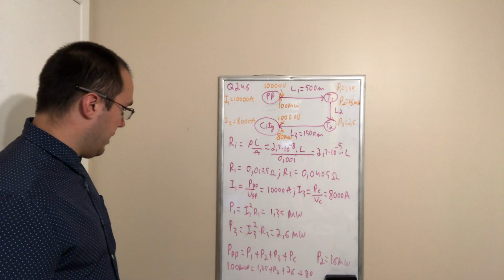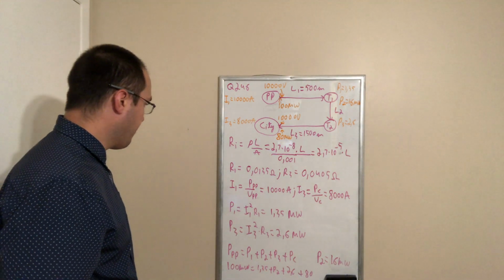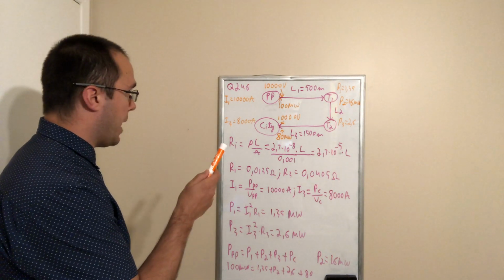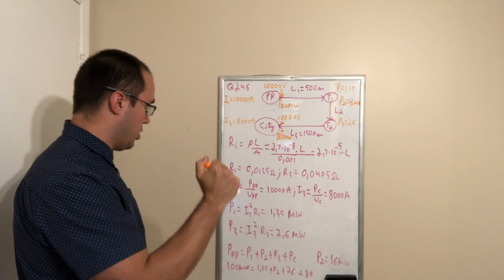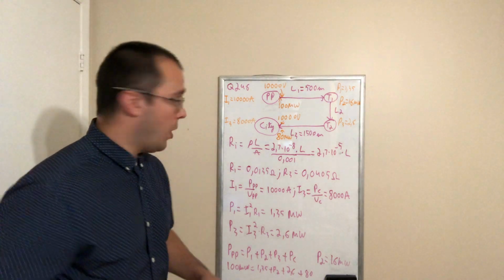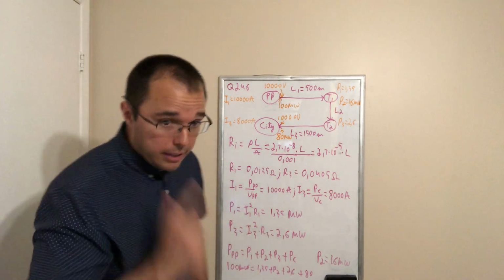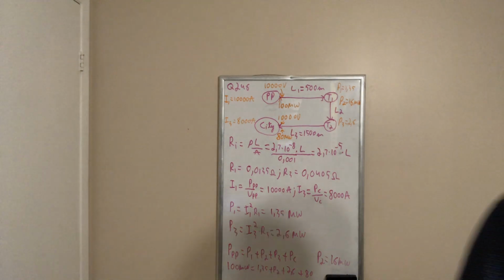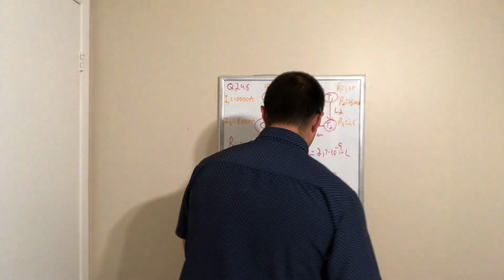Now, obviously, the second part is we need to find the length. Once we have the current and power loss, we can find the resistance. Once we can find the resistance, we can find the length. So I will need some more space. Obviously, I'm going to erase all of this, and this marker is leaving some marks, so I need to use some stuff to clean this.